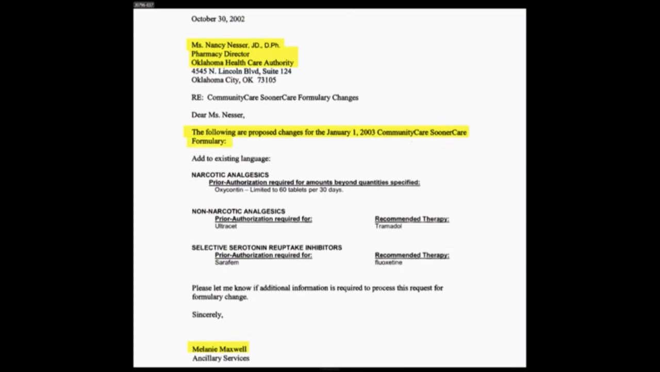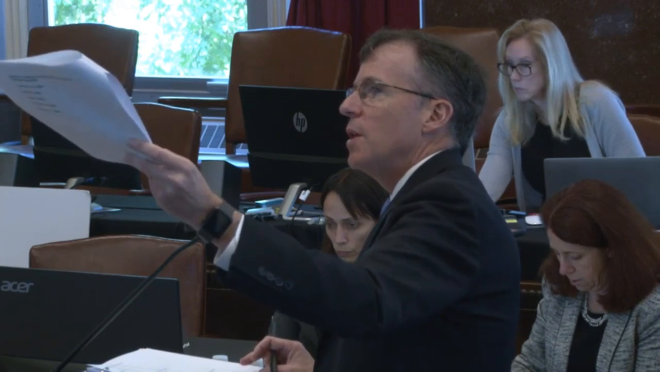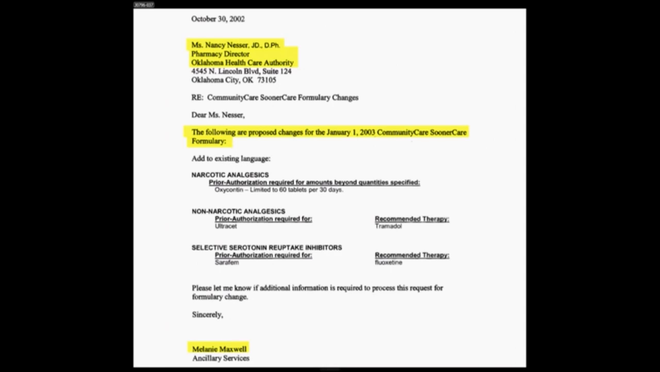And what is written here is the following are proposed changes for the January 1, 2003 Community Care Sooner Care formulary, right? That's what it says. And there are various recommendations, and one of the recommendations is prior authorization required for OxyContin limited to 60 tablets per 30 days, correct? That's what it says. Are you familiar with what's known as quantity limit? In general, yes.